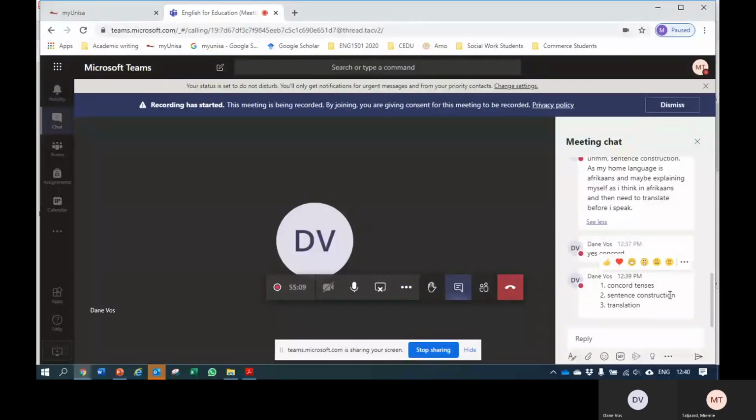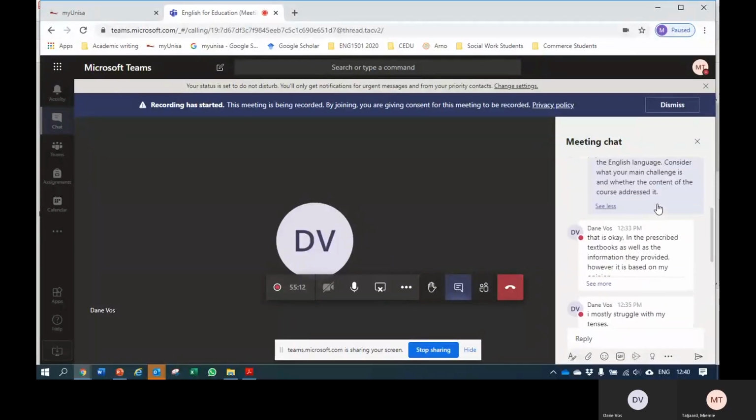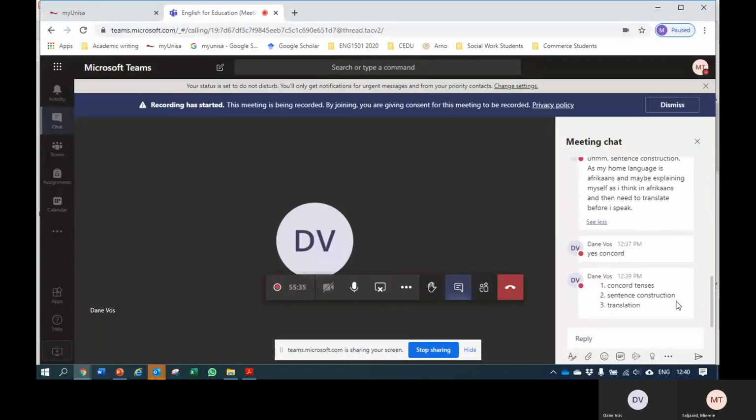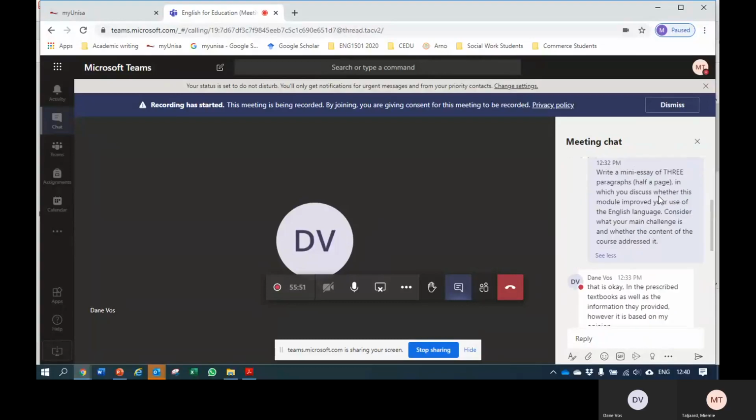And then once we've organized it, it's a good idea to go back to the instruction and see what they want, because now I have my data, in which you discuss whether this module improved your use of the English language. Consider what your main challenge is and whether the content of the course addressed it. So now we have to interpret this. How do you interpret this? Because they say you have to concentrate on your main challenge. If you look here, consider what your main challenge is.